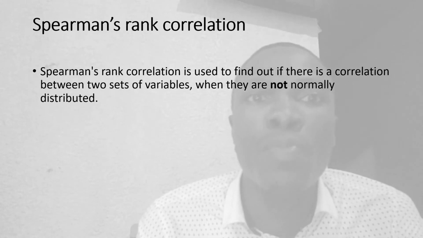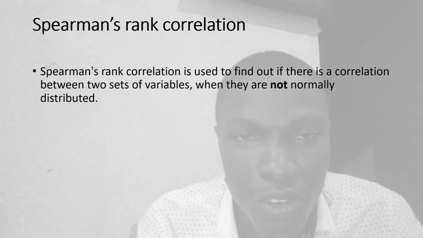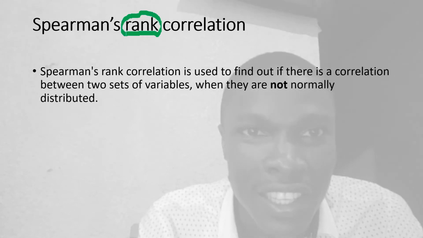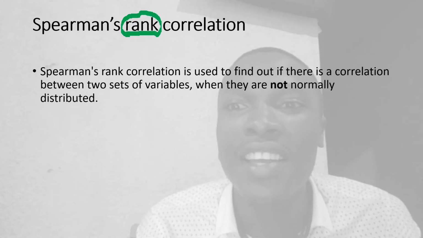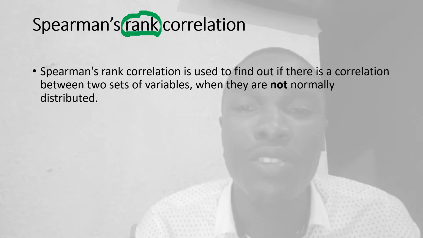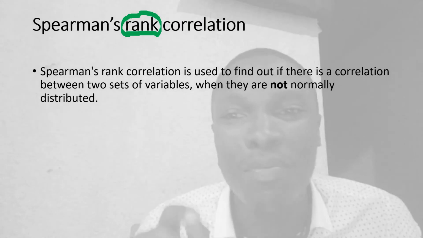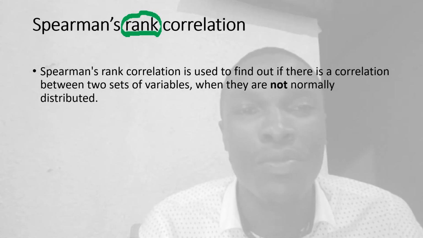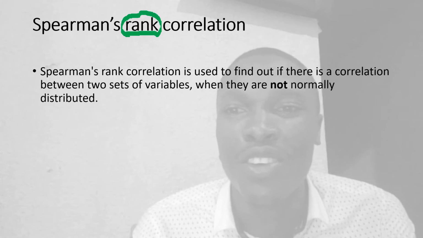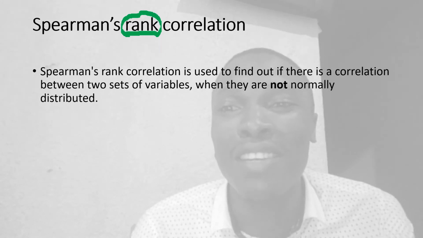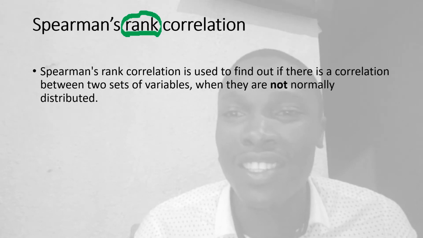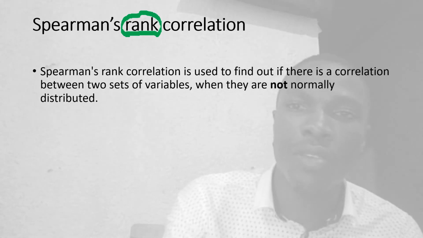I'll begin with Spearman's rank correlation, and I want to talk about this word rank. When you were still in secondary school, the student who had the highest mark was always at the top, while the student who had the lowest mark was always at the bottom. So the one with the biggest value is at the top, takes the biggest share. There's an arrangement starting from the biggest to the smallest and vice versa. So in rank there is that sequential or serial arrangement.